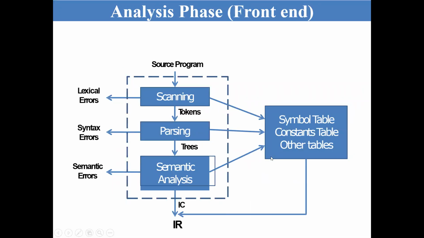So now this is the front end of the compiler. The source program is input to your scanning, that is lexical analysis. The output of this scanning are the tokens, which are input to your syntax analysis, also called parsing. Here the output is trees, and those are input to your semantic analysis. At the same time, if there are errors, you can get the errors, that is lexical errors, syntax errors, semantic errors. And at the end, IC code is there, and with this, these tables are also generated. This is called the intermediate representation.